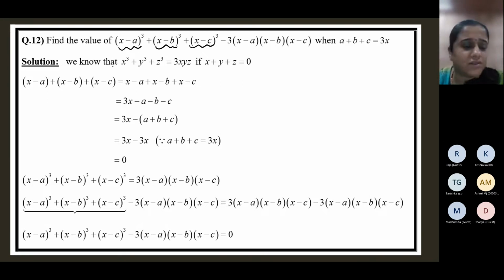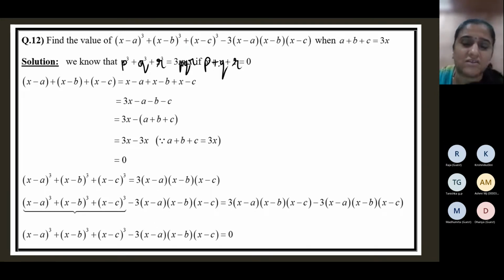Okay. I think it's better we write it as we all wrote down, no? Not wrong, but since there's already x and a here, we can say p cubed plus q cubed plus r cubed is equal to 3pqr, if p plus q plus r is 0. Nothing wrong, but it's better to write this. I didn't notice by mistake.